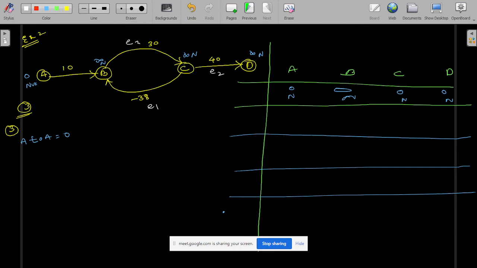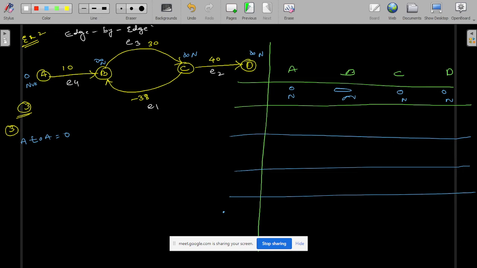Again, I will take this one as E3. It is left to you how you want to allocate it, no problem. You can allocate however you want. If you want, you can take E2 here also, no problem. But one technique we have to use here: edge by edge, edge by edge. That's it.